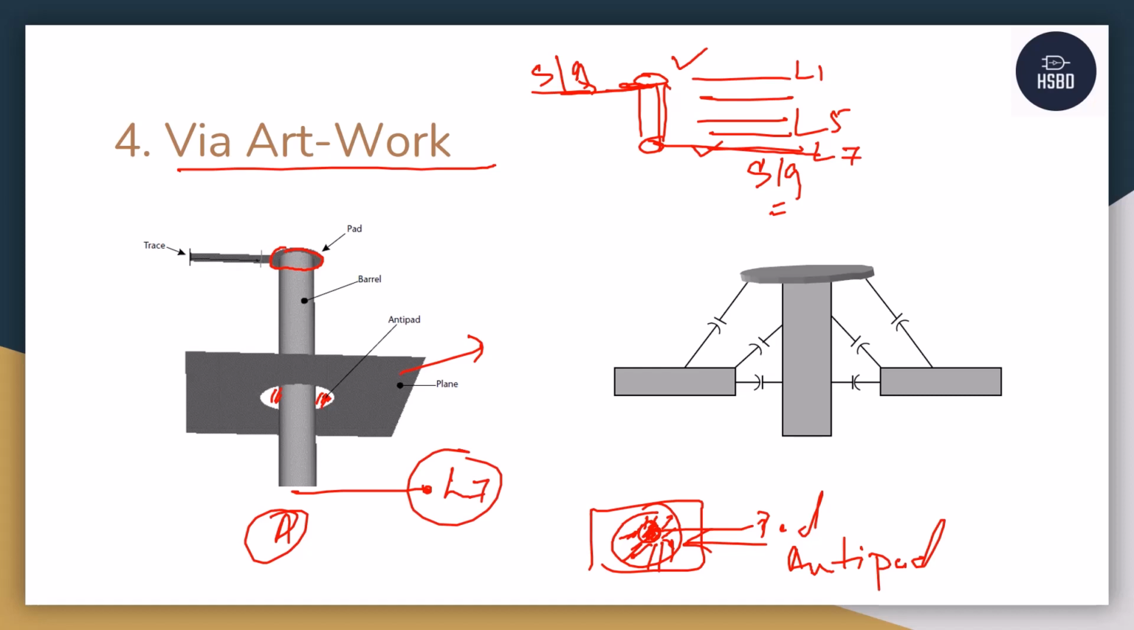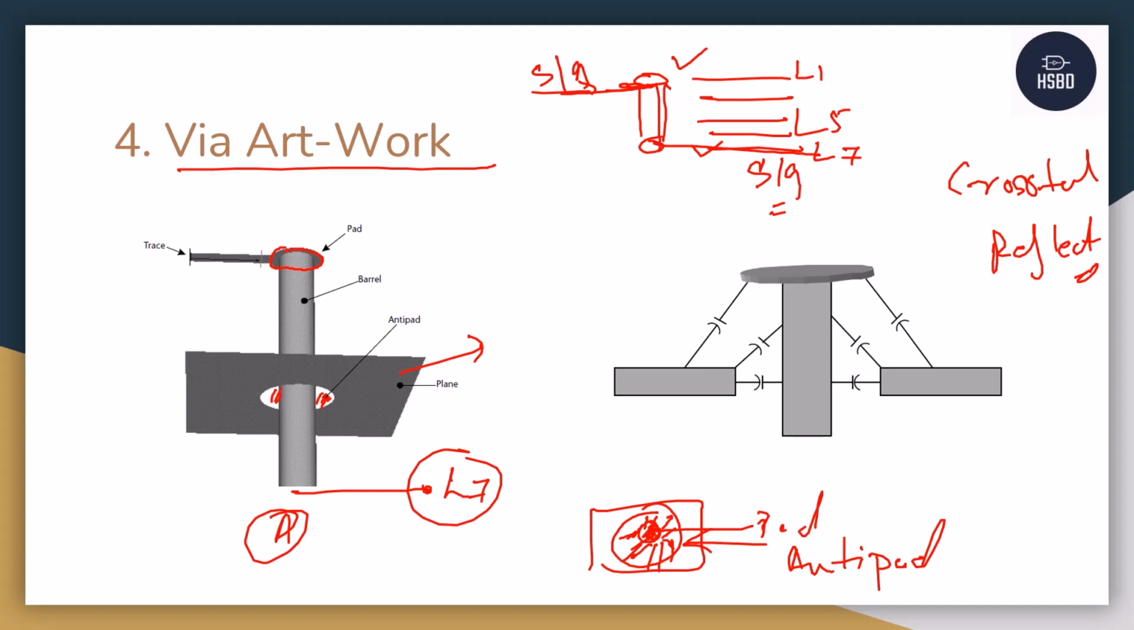Now what are the aspects that affect the VIA artwork? So how does a VIA need to be designed? That is one of the most important parts. In order to reduce the crosstalk and reflections, we have to design our VIA very carefully. So what are the factors?